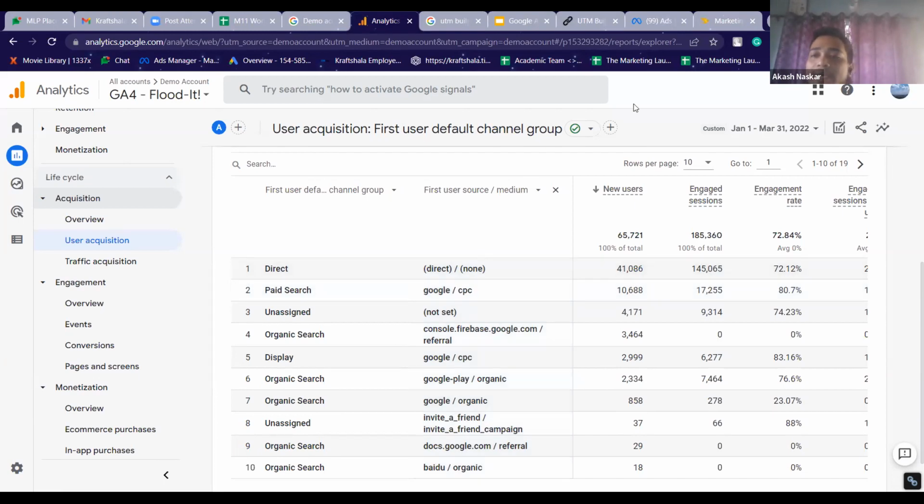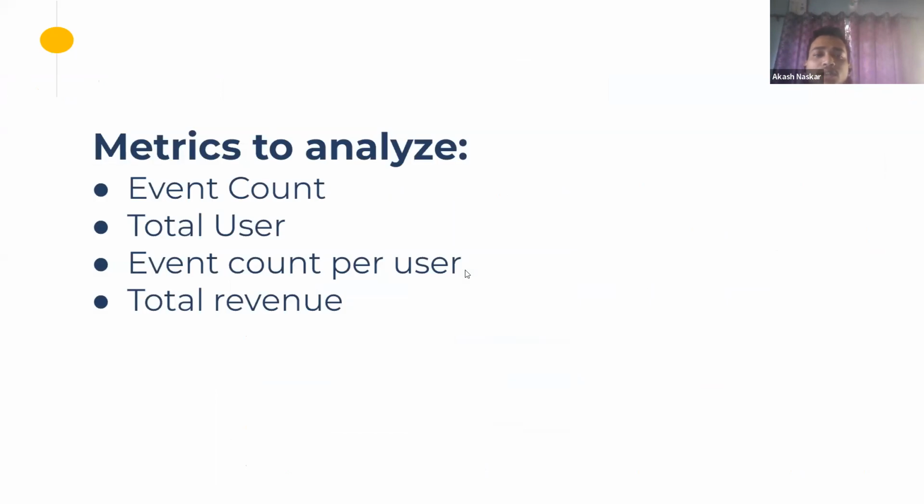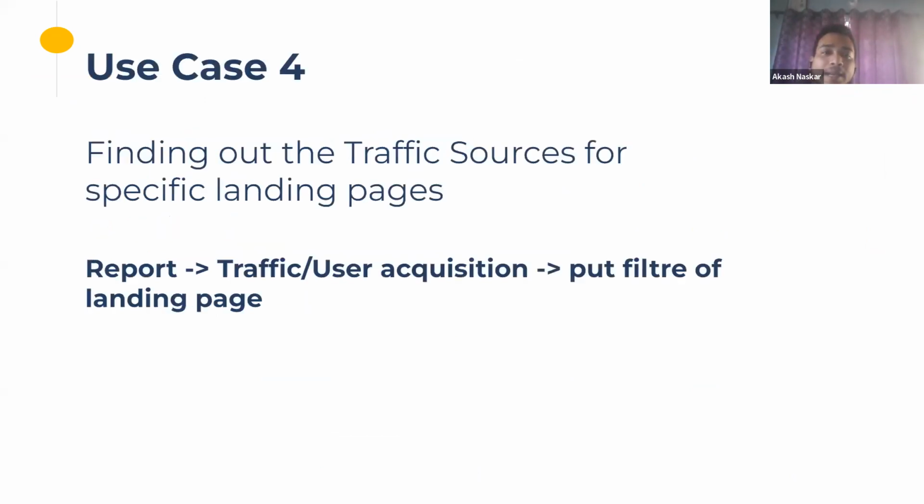Okay, cool guys. Quickly moving on, I have two more use cases to cover. I'll quickly cover them. So here, the metrics that we can analyze are the event count, the total users, event count per user, and the total revenue, right? These are some of the metrics that we can analyze.